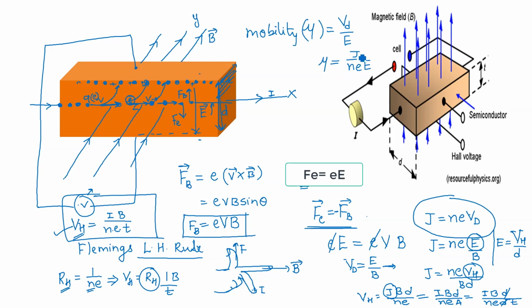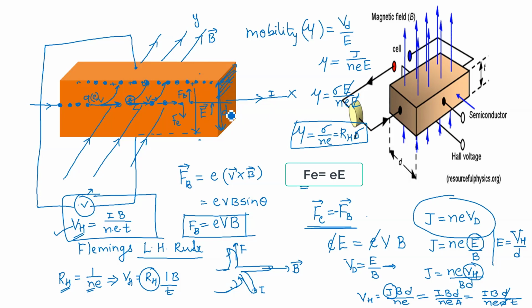And again, this J by Ohm's law is the conductivity into electric field. So divided by this, I can write Ne into E. So both E will get cancelled. So this mobility is equal to conductivity upon Ne. And 1 upon Ne means Hall coefficient RH into sigma. So the mobility of charge carriers we can also find by performing this experiment.